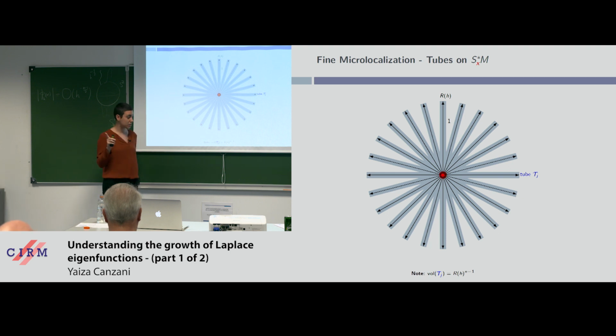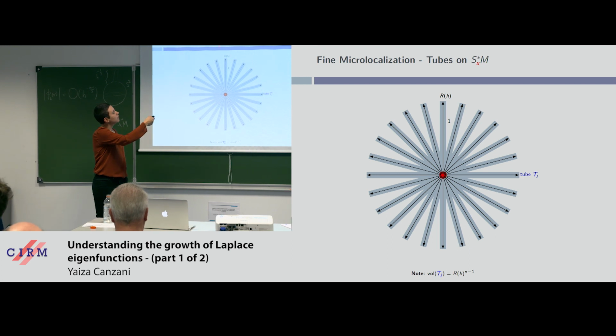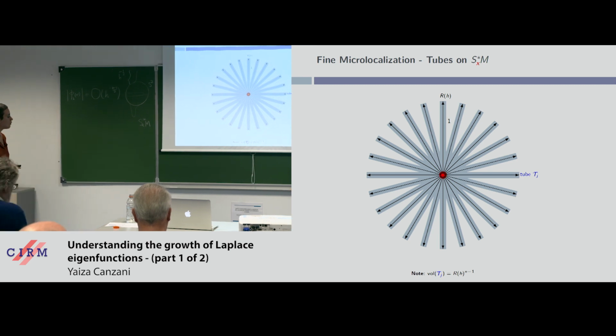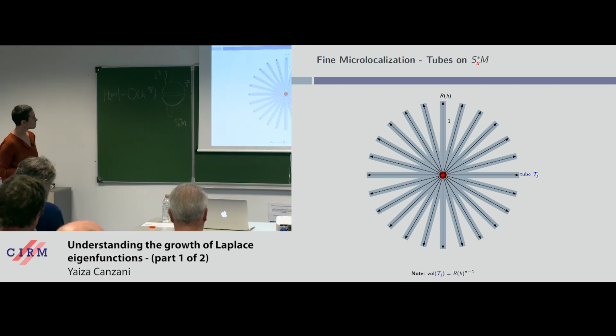Because I'm going to use this very soon. This is just to record that the volume of each of these tubes is the radius to the power of n minus 1. I'm here in the fiber, the cotangent fiber at X. So my dimension is n minus 1. So that's what the volume of each of the tubes is.